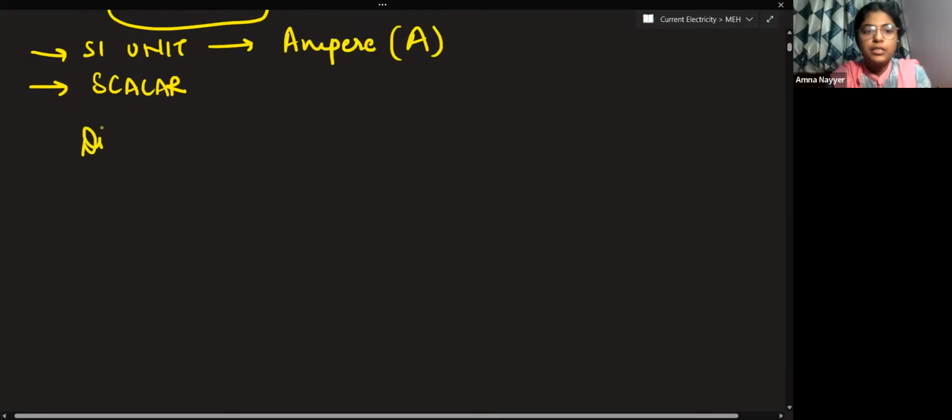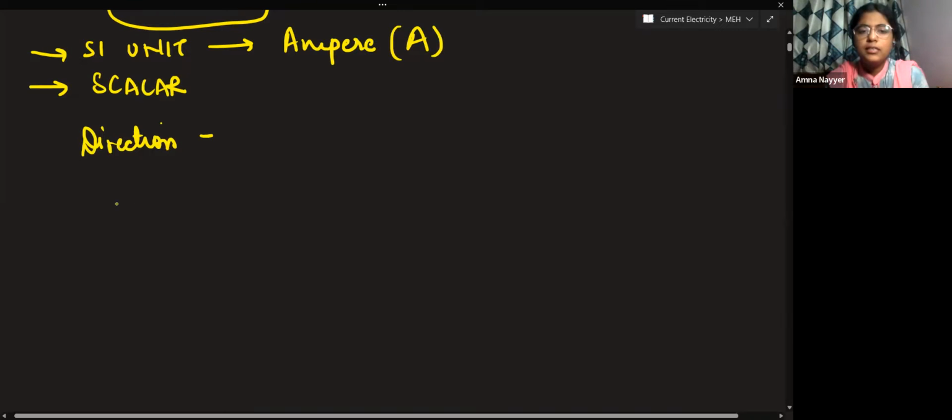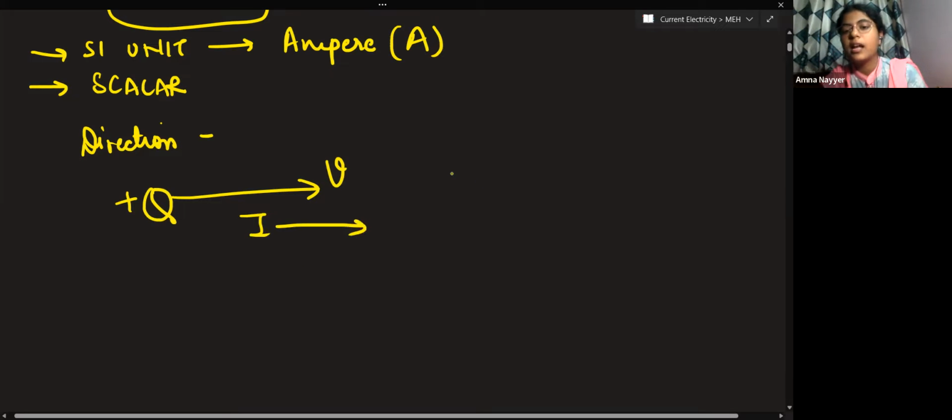Regarding the direction of current, it is very easy to remember because, as I've told you, it is not a vector quantity, meaning it doesn't obey the vector laws. So you need not worry about the angle between two currents and everything. For positive charges, let's say the charge is moving towards the right-hand side. For positive charges, the direction of current is the same as that of the charge. It means current will also move towards the right-hand side.